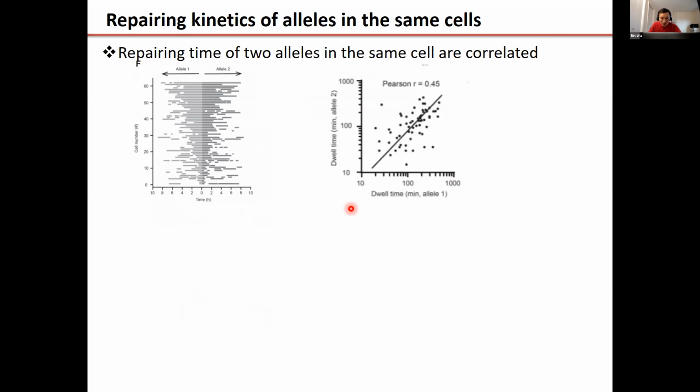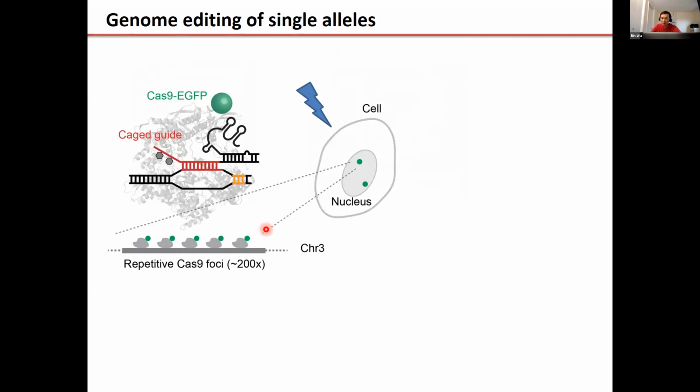Since each cell has two alleles, we can compare the repairing kinetics of these two alleles. First, we found that the detection time T1 between these two sites is not correlated. However, the duration of the repair, that's D1, the duration of the repairing time, is highly correlated between the two alleles in the same cell, but not between cells. So this repairing is likely due to cellular states.